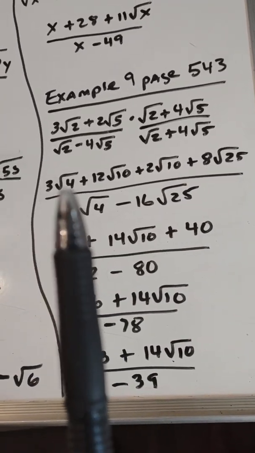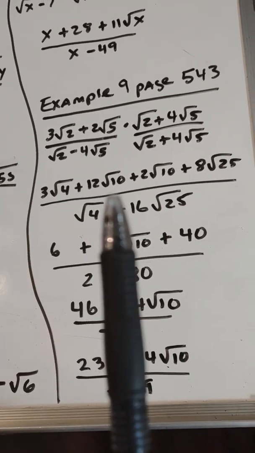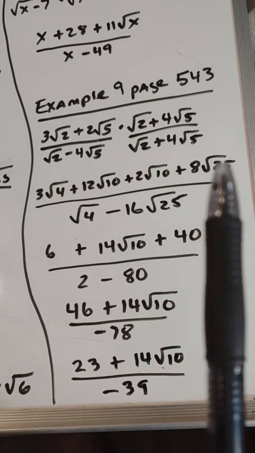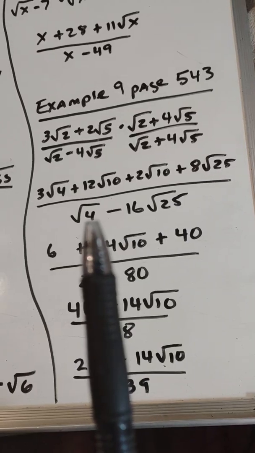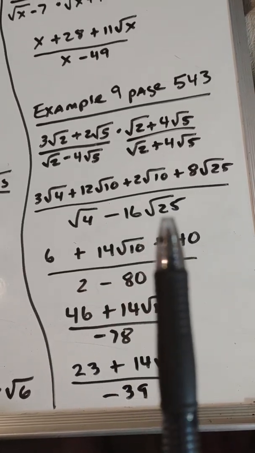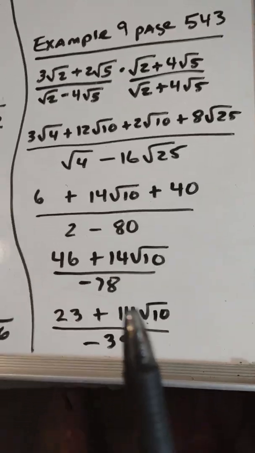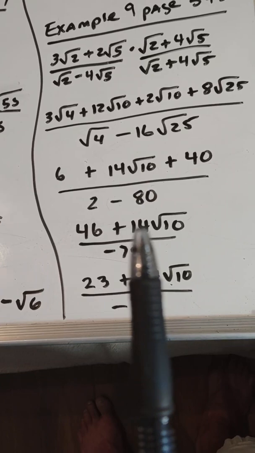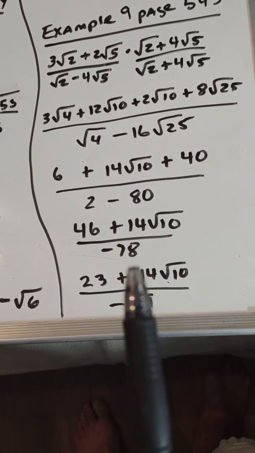So in terms of this, square root of 4 is 2 times 3, which is 6. Square root of 12 square root of 10 and 2 square root of 10 is 14 square root of 10. Square root of 25 is 5 times 8 is 40. Square root of 4 is 2. Square root of 25 is 5 times 16 is 80. So we can combine like terms here. 6 and 40 is 46 plus 14 square root of 10. 2 minus 80 is negative 78.